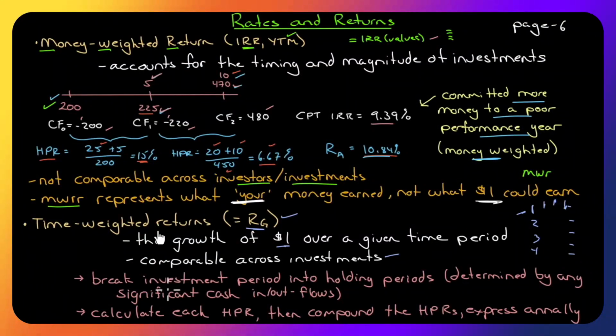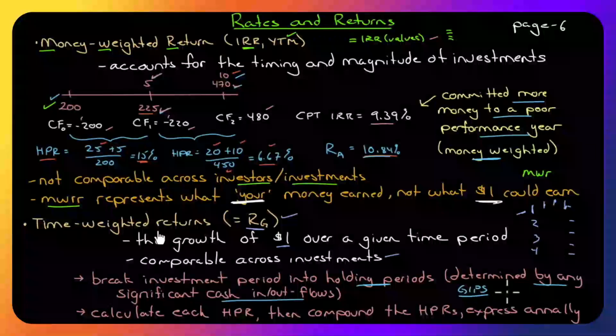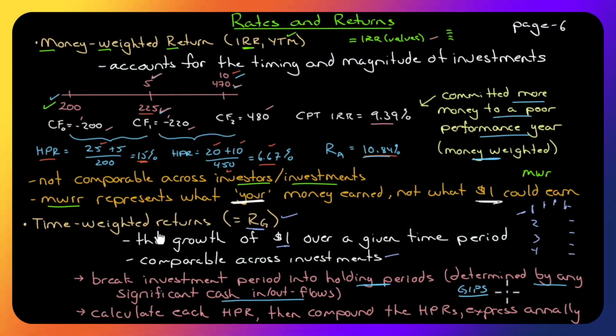So how do we calculate this? We're going to break the investment period into holding periods. Thank God we already know how to calculate a holding period return, right? We break the investment period into holding periods, and each holding period will be demarcated by any significant cash inflows or outflows because we want to neutralize for those inflows or outflows. When you get to level 3 and you're going through the GIPS section, you will be required to calculate a time-weighted rate of return that accounts for cash flows that happen during the course of the period. And this is exactly how you do it.